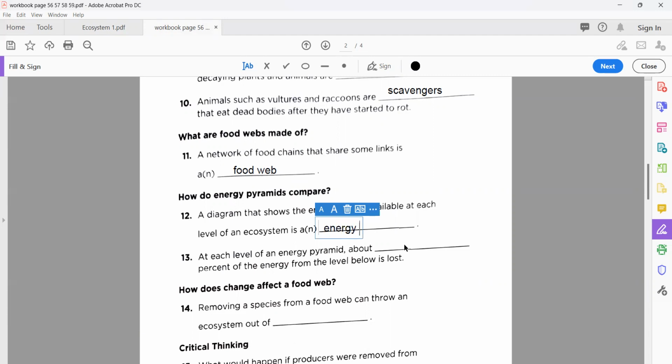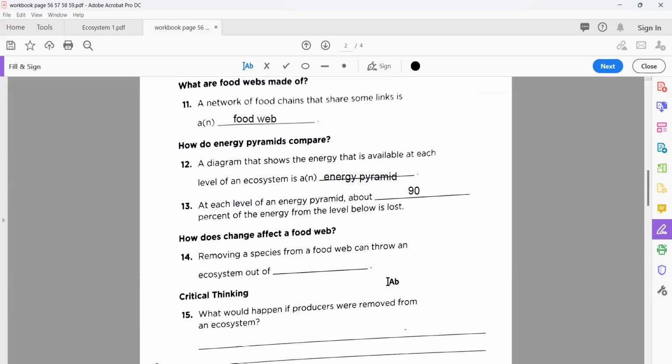Energy pyramid. Now, at each level of an energy pyramid, about 90 percent of energy from the level below is lost. It is very interesting to know that 90%, okay? So it's a huge amount of energy that is lost from one level to the next one. So the second last one here: how does change affect a food web?